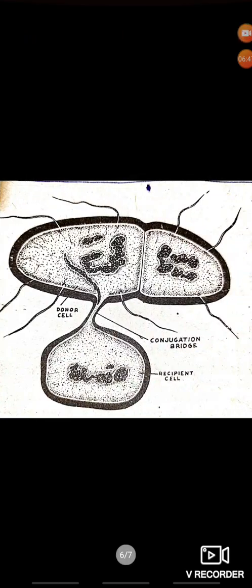Then is the conjugation, bacterial conjugation. It has been studied in colon bacillus, Escherichia coli. This is the E. coli. There are two mating types of cells in E. coli. Both are haploid.